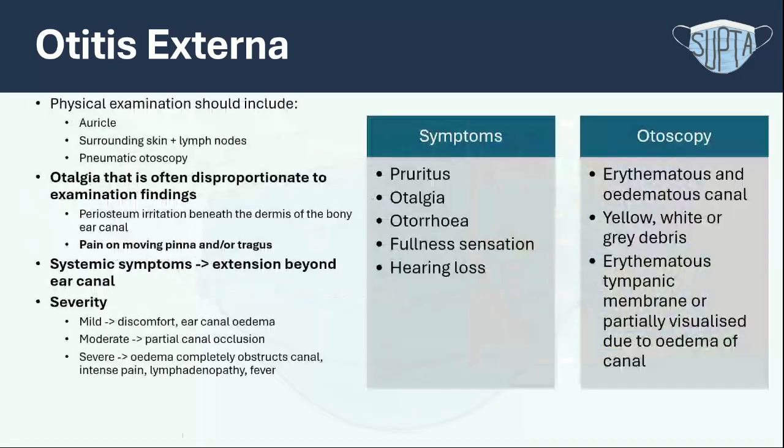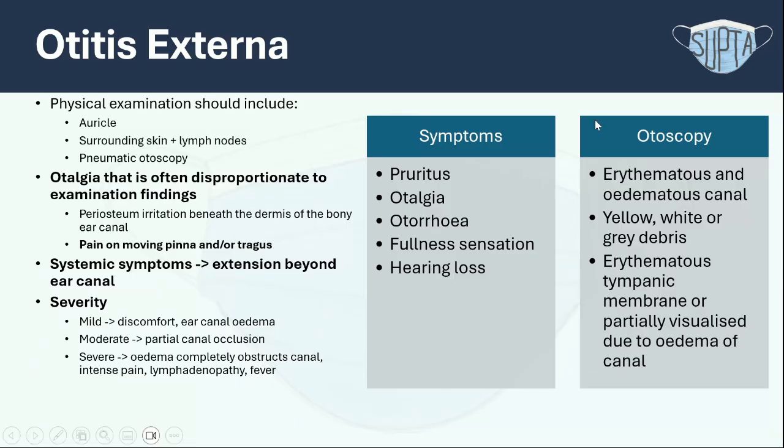So just on physical examination, you should always make sure that you're examining the auricle, the surrounding skin and lymph nodes, and doing otoscopy. Often you find this otalgia that is disproportionate to the examination findings. So you might have pain on moving the pinna or tragus. These are actually red flags for necrotizing or malignant otitis externa, which I will talk a bit more about in a second. So in terms of symptoms, you have pruritus, otalgia, otorrhea, fullness sensation, and hearing loss.